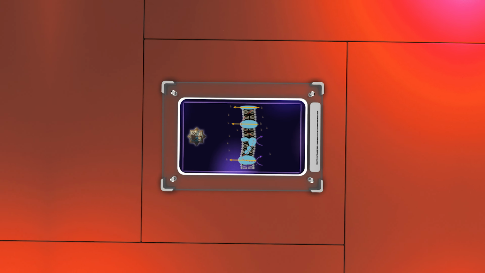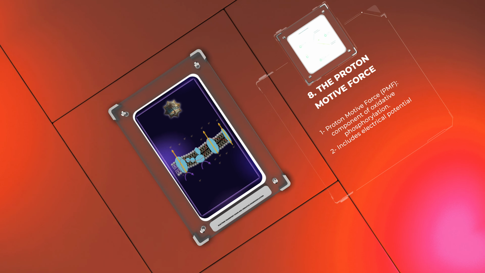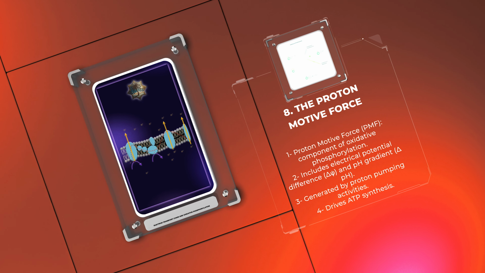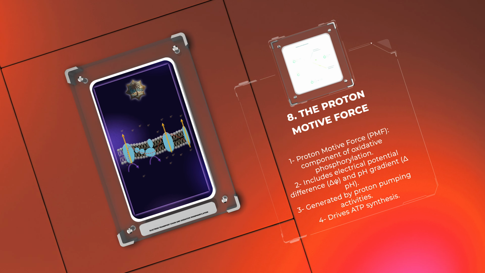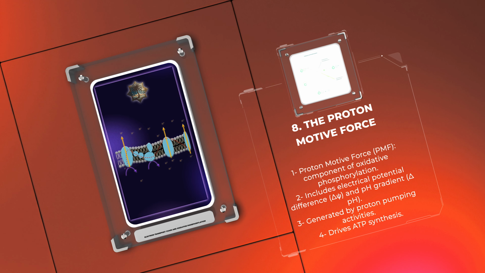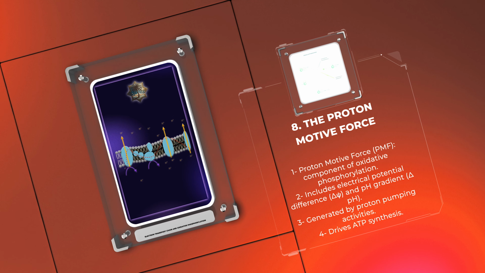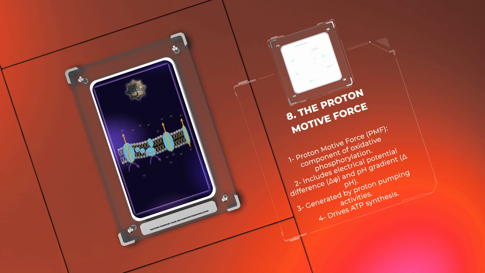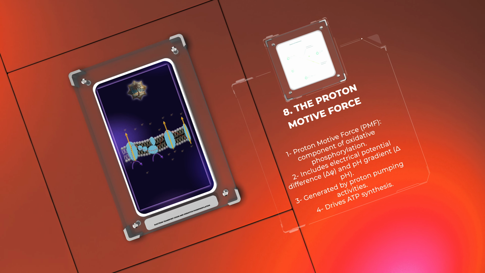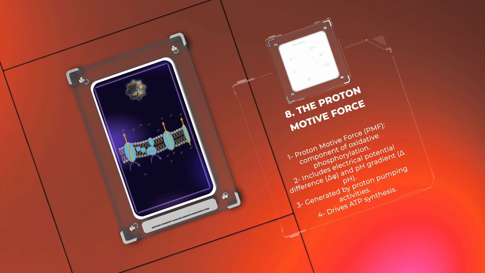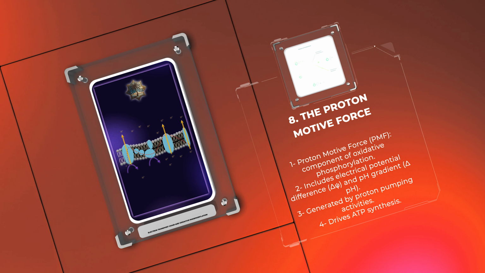The proton motive force, PMF, is a crucial component of oxidative phosphorylation. It encompasses the electrochemical gradient of protons generated by the proton pumping activities of complexes I, III, and IV. The PMF comprises two components: the electrical potential difference, delta psi, across the membrane, and the pH gradient, delta pH, across the inner membrane space. Together, these components drive ATP synthesis via ATP synthase.